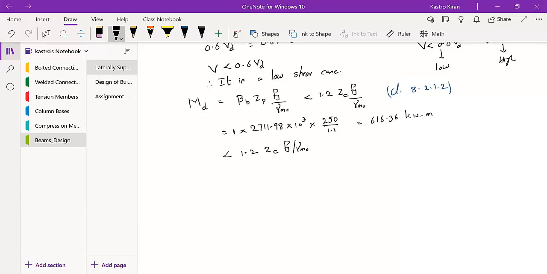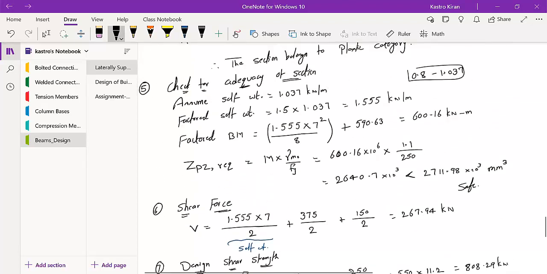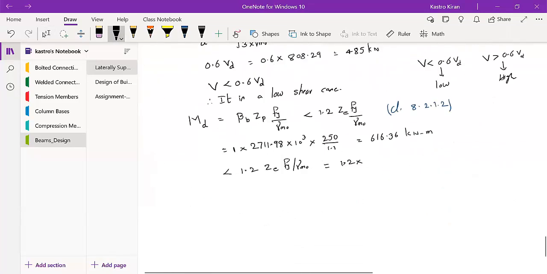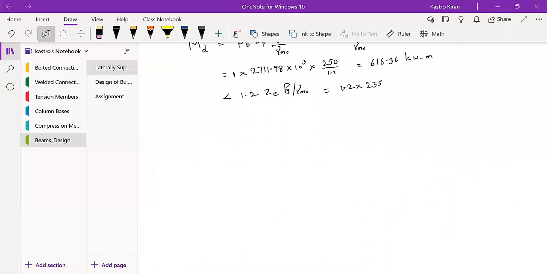Let's solve for this one as well. So which will be 1.2 into ZE value, which is the elastic section modulus. So what is the elastic section modulus? It is 2359.8. So 2359.8 into 10 cube, which is the ZE value, into Fy value 250 by gamma m0. And if you solve, it will be 643.58 kilonewton meter. So obviously 616 is less than 643, right? So it's a safe condition.